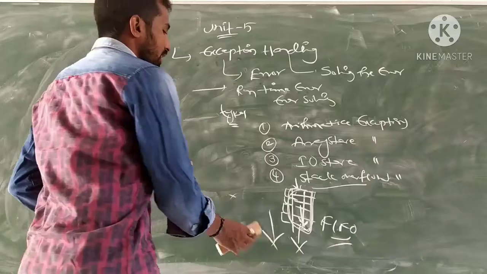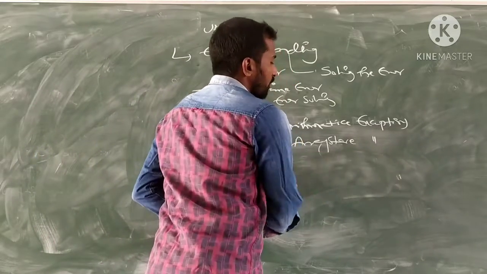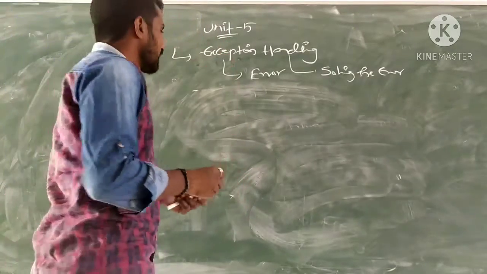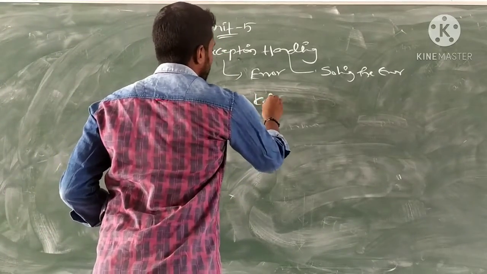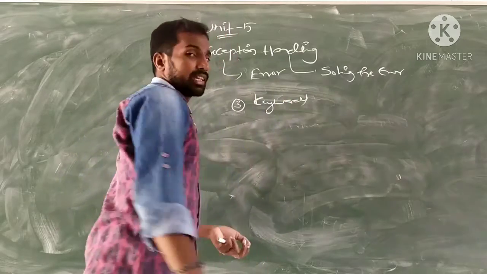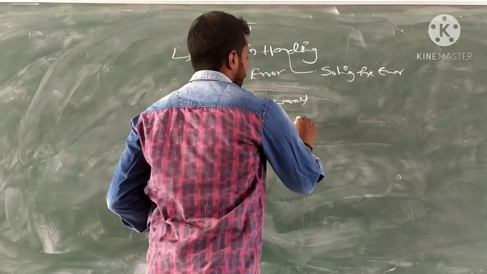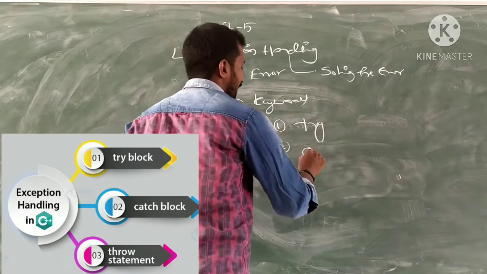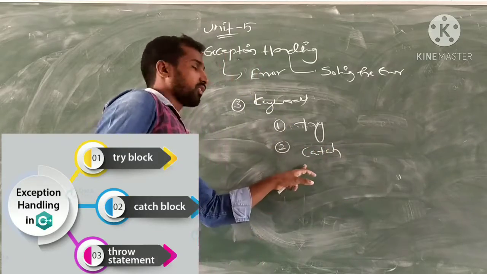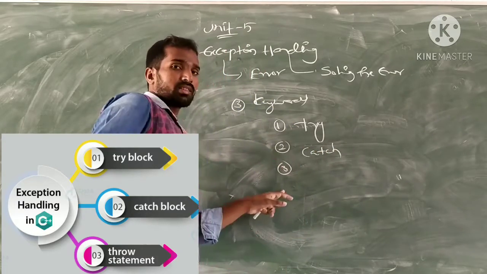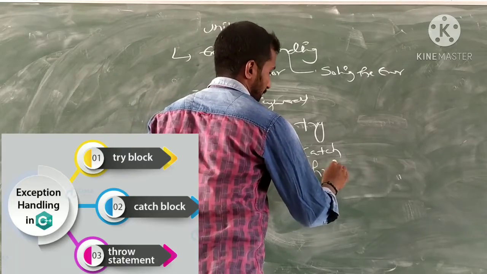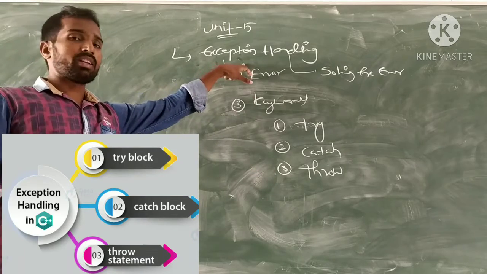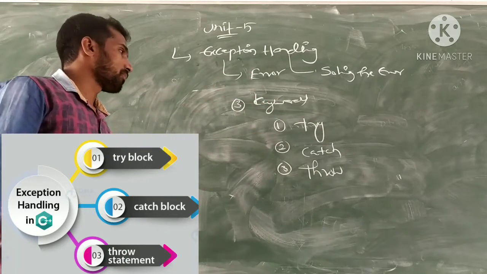When performing exception handling, we basically use three keywords. The first one is try, the second one is catch, and the third one is throw. These three basic keywords are used to perform exception handling in the runtime program.